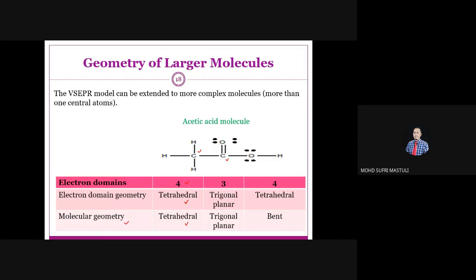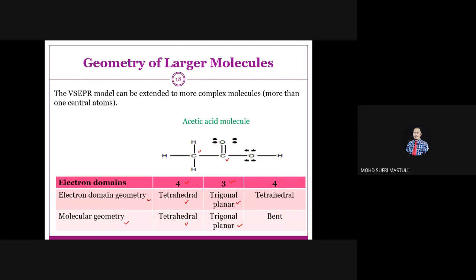If we go for this carbon, we count the electron domains as 3: 1, 2, 3. A double bond is considered 1. So the electron domain is 3, and the electron domain geometry is trigonal planar. Because of no lone pair, the electron domain geometry and the molecular geometry are similar. So the molecular geometry is also trigonal planar.